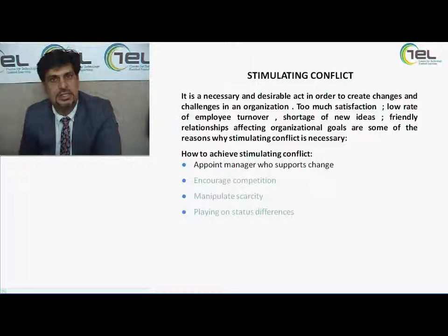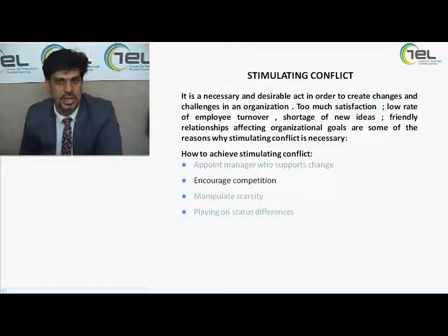Appoint a manager who supports change. Get in a person on the top who would not follow the laid down rules blindly. Encourage competition. If competition is intense, it would sooner or later result in conflict. So organizations can encourage competition to a point that it leads to conflicts.